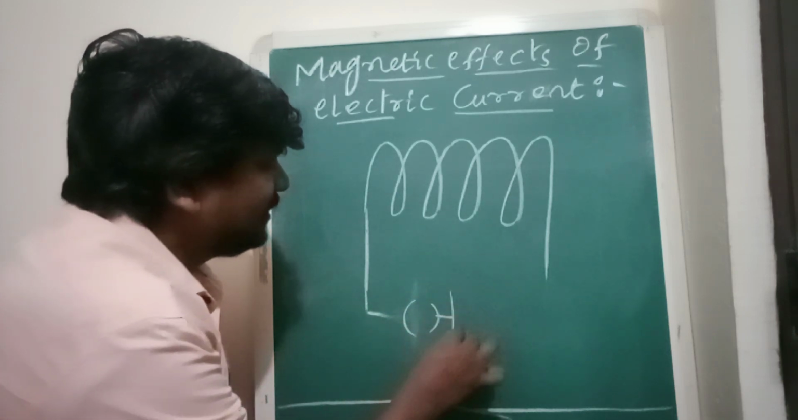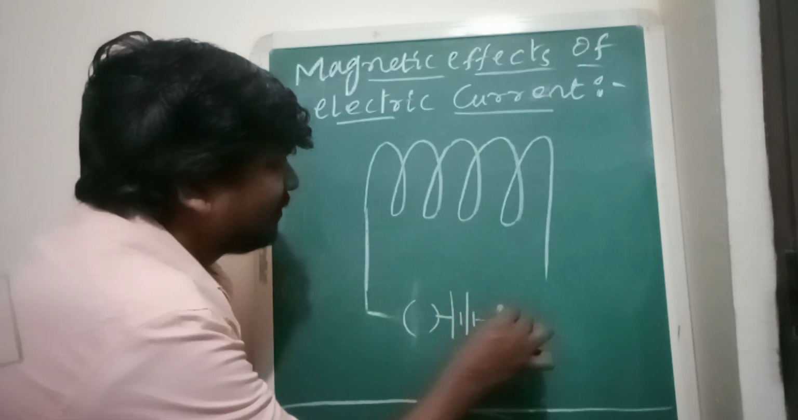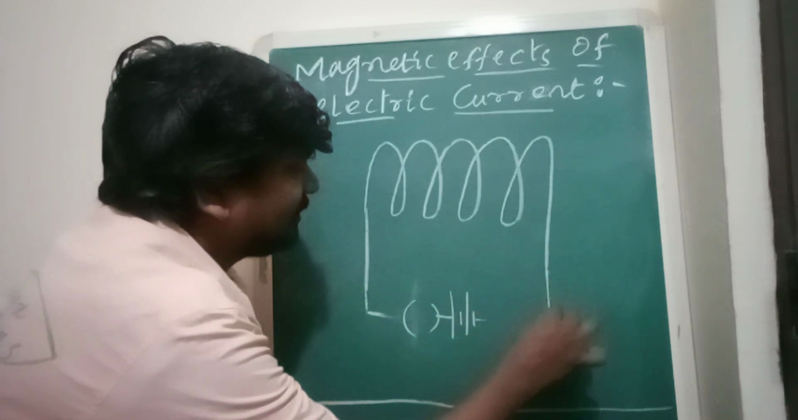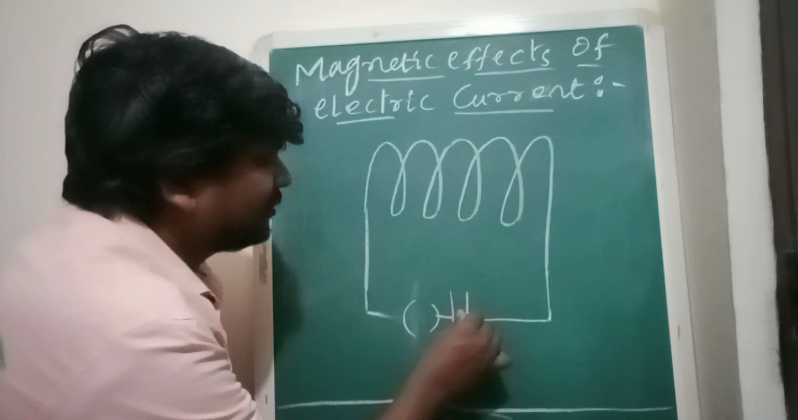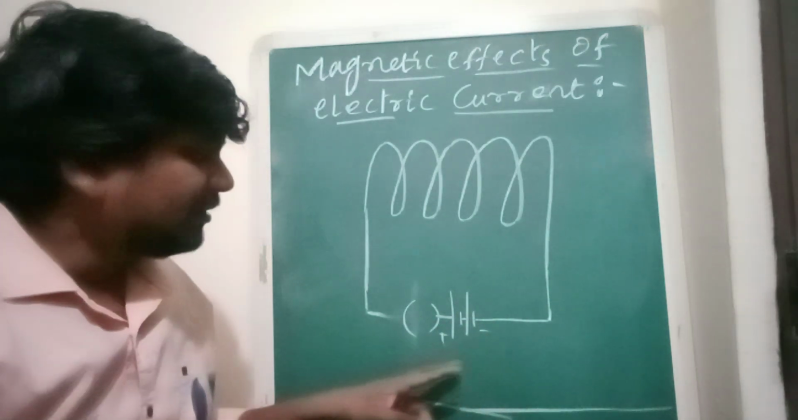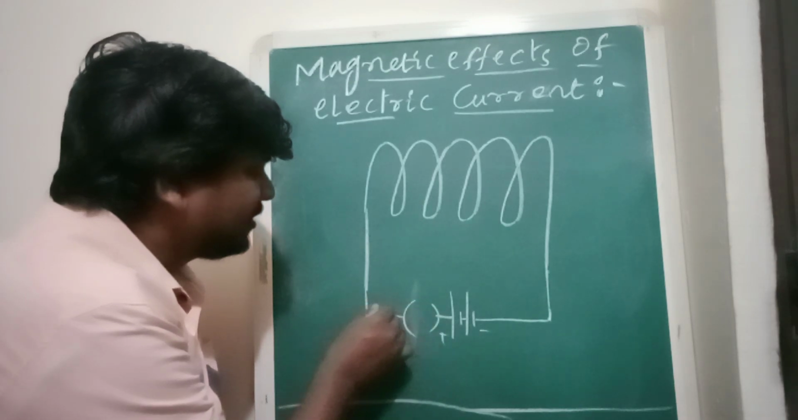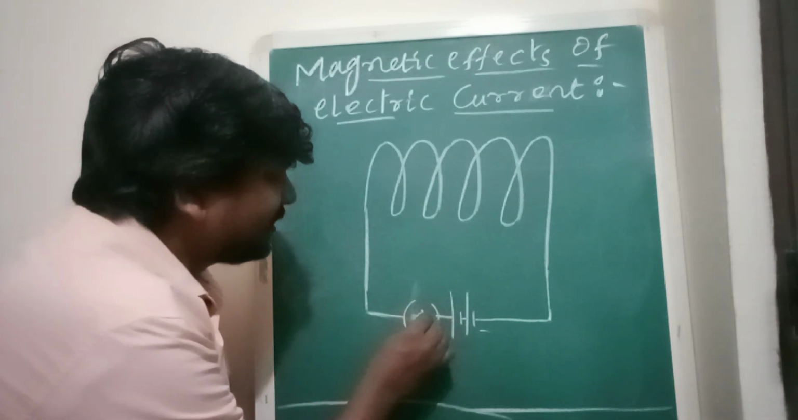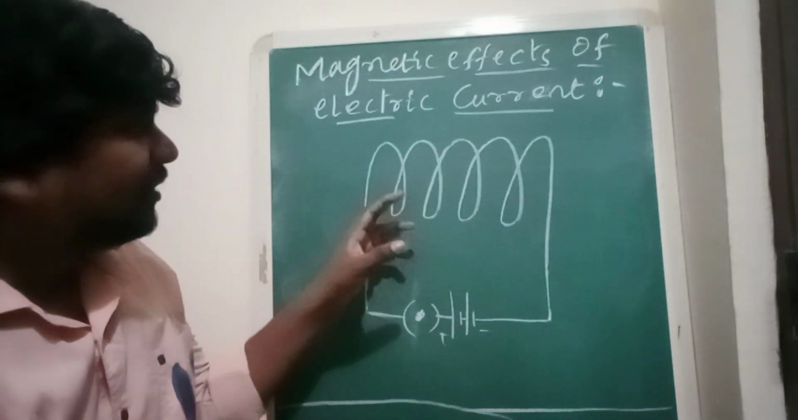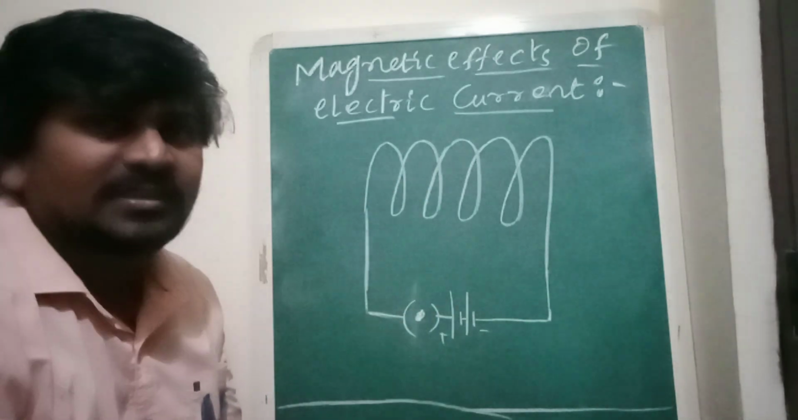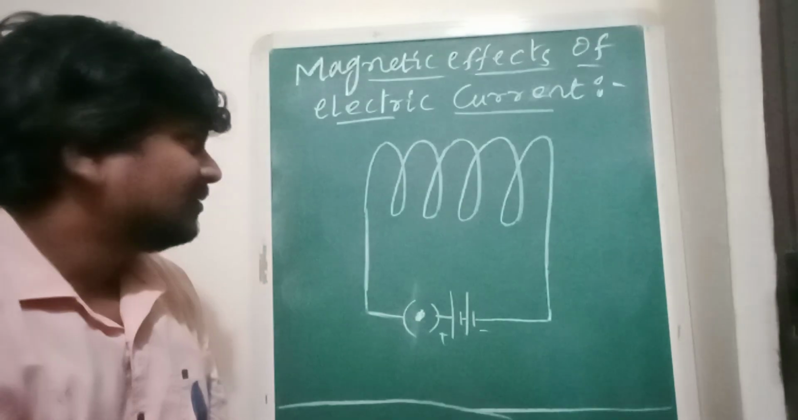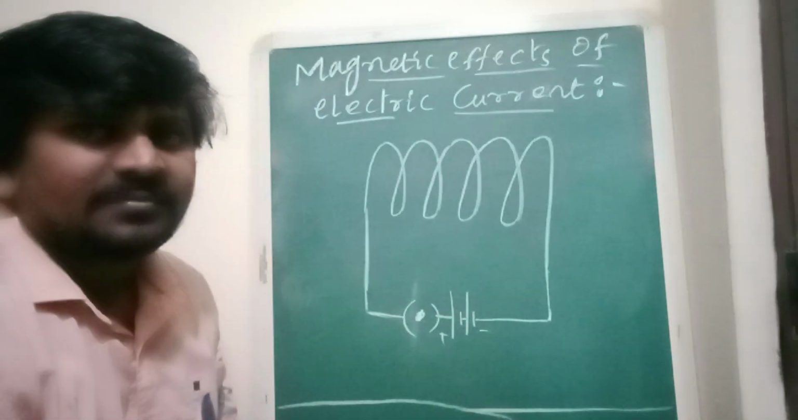So I consider here, right? So you can see the positive terminal and negative terminal. This is a positive terminal, this is a negative terminal. This is the switch. It's a closed switch, so current is passing. So these circular rings act as a magnet, an artificial magnet.